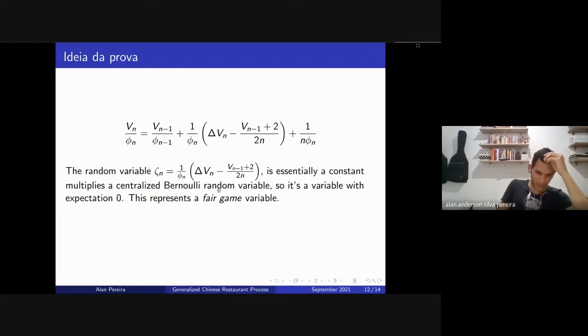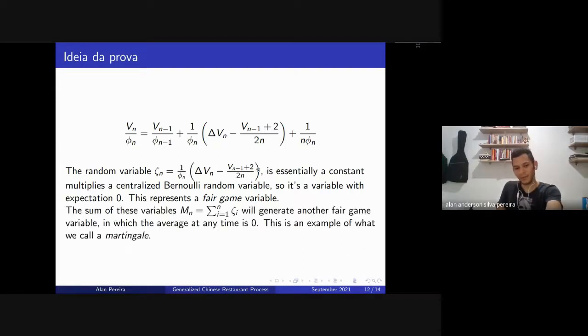So if you don't have much familiarity with this, we are constructing a martingale here. If you don't know what a martingale is, you can think that at each time we have a fair play, a game where we have the same chance of winning and losing. So the expected value here will be 0. This is what we essentially call a martingale.